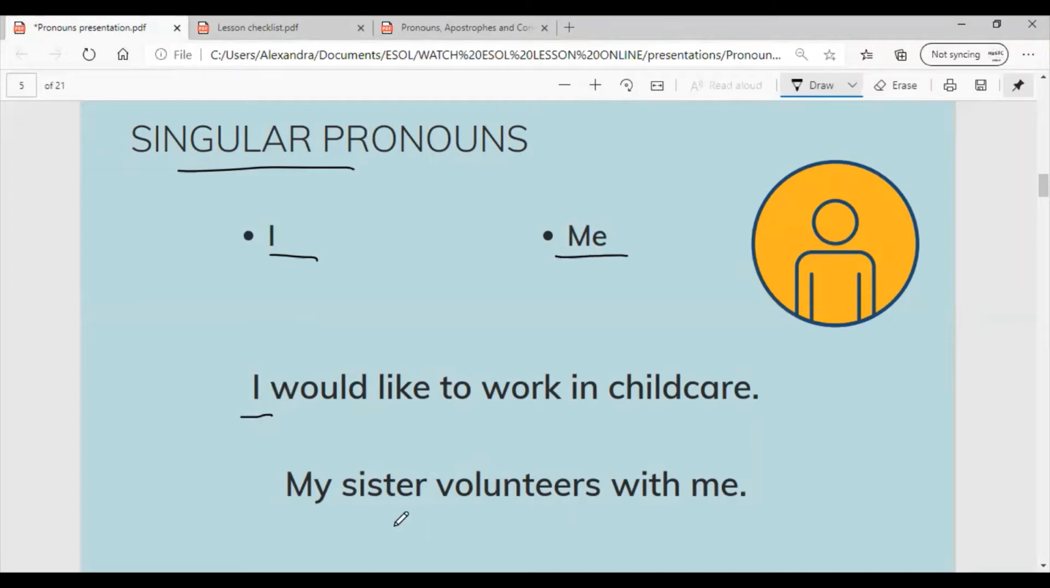And me: my sister volunteers with me. Me would also be a singular pronoun. Now my is a possessive pronoun, which we'll look at later, so don't worry about this one yet. Just concentrate on the I and the me and see how they are used in these two sentences.